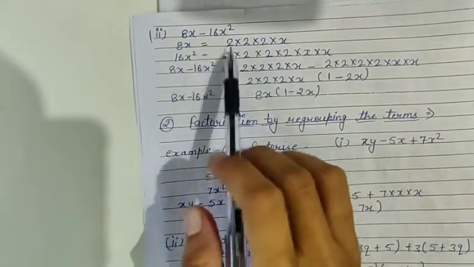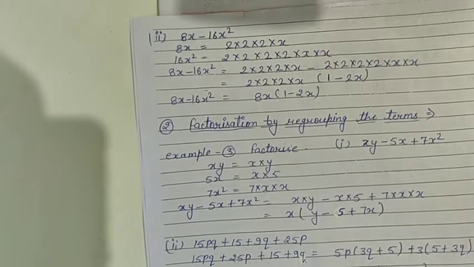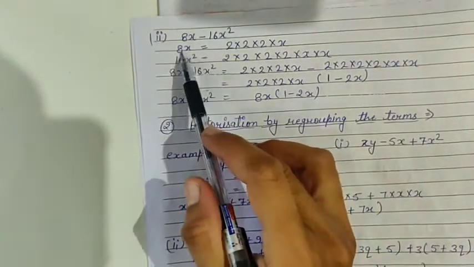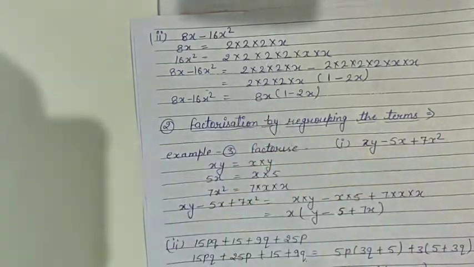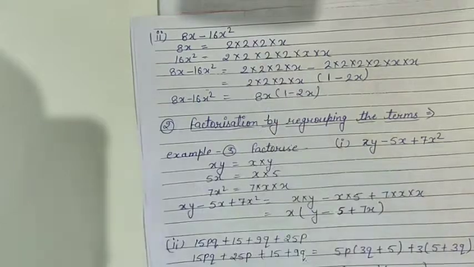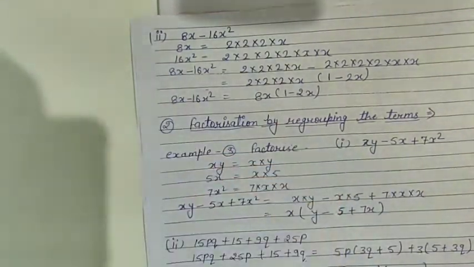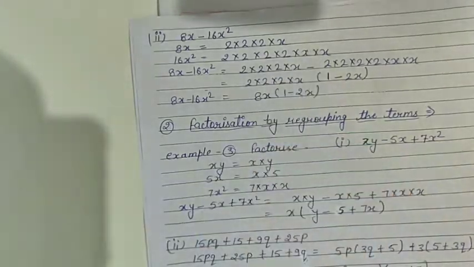Now the second example is 8x minus 16x square. Firstly we will find factors. Factors of 8x is 2 into 2 into 2 into x, these are prime factors of 8. Now we will find factors of 16x square: 2 into 2 into 2 into 2 into x into x.